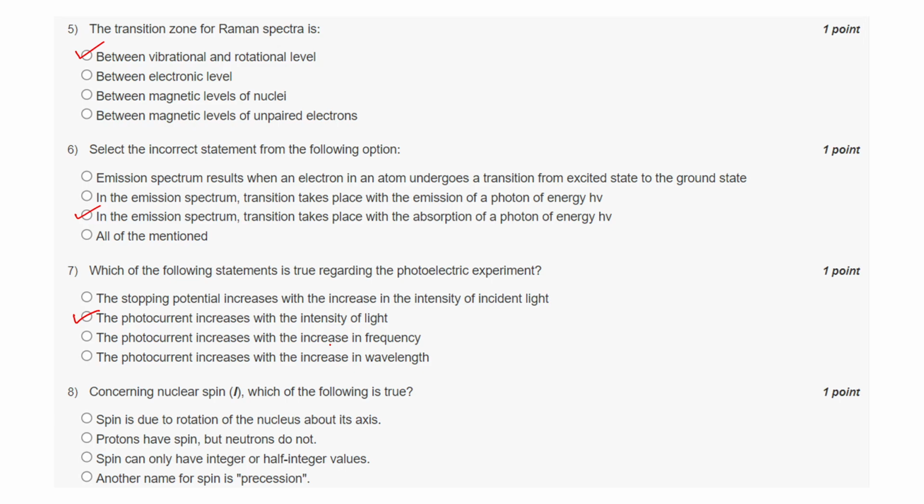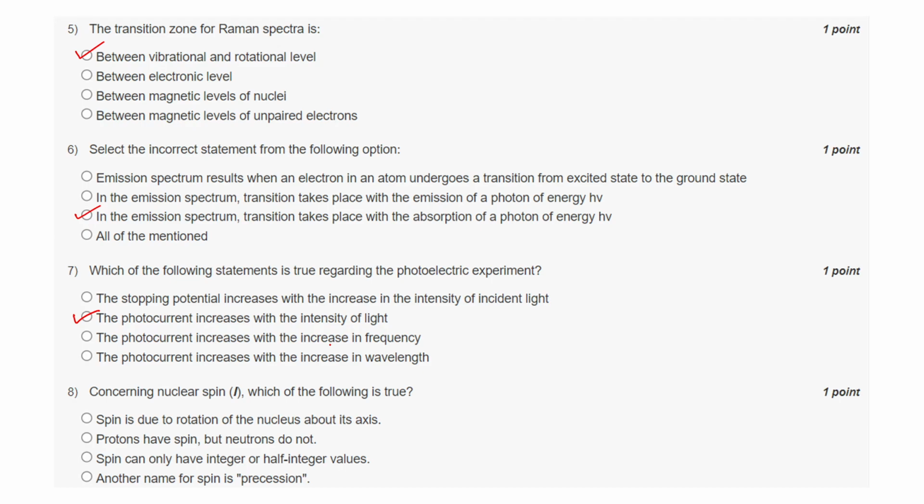Okay. So now question number 8. Question number 8 is saying that concerning the nuclear spin, which of the following is true? The first statement, spin is due to the rotation of the nucleus about its axis. It is actually wrong because spin is a quantum mechanical phenomenon, be it electronic spin or nuclear spin.